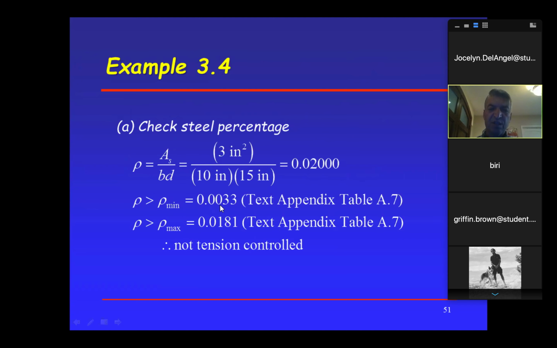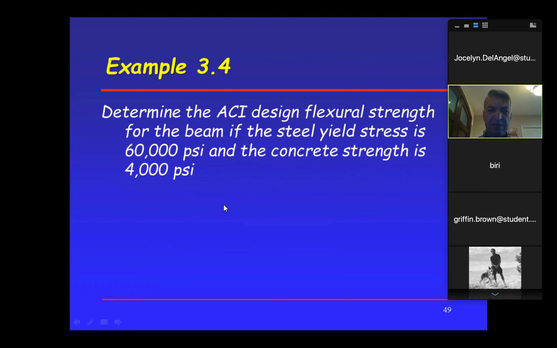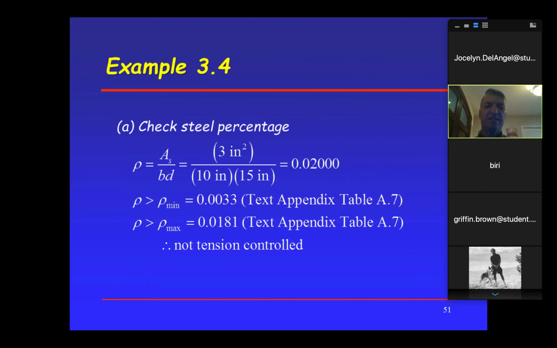Rho minimum, again, 0.003. Why? Because look, we're using the same f'c and fy, so that's not going to change. And most of the time, that's going to be the case. In real life, in the course, it's all going to be the same, 0.003 from this table. Rho max is 0.0181. This is larger. Again, it raises a flag. It's not necessarily that it cannot be used, but it raises a flag.